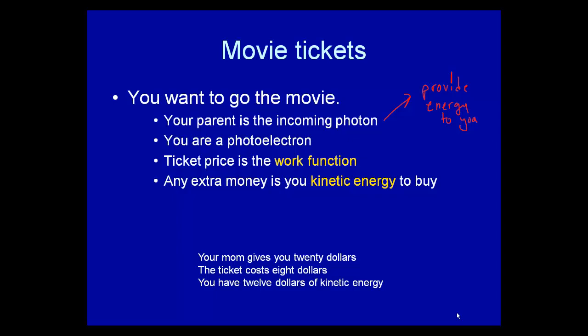And then you're the electron sitting there. And again, you don't get in unless you meet the work function. So the work function is what it takes to remove that electron and get it moving. Anything above that will give you extra kinetic energy.